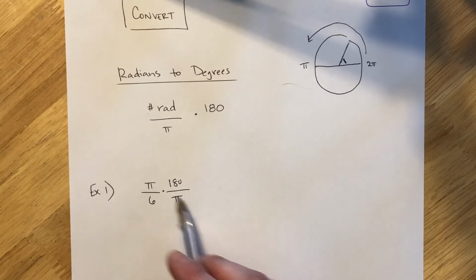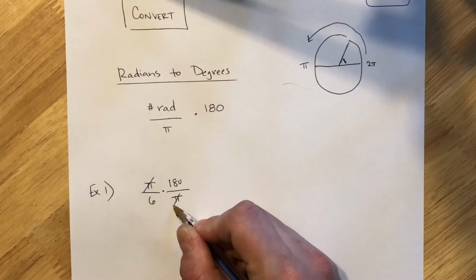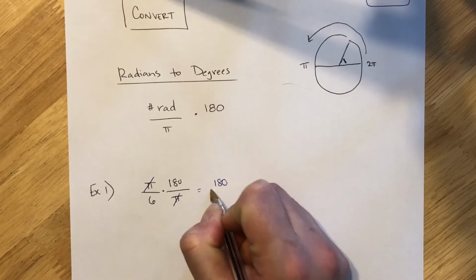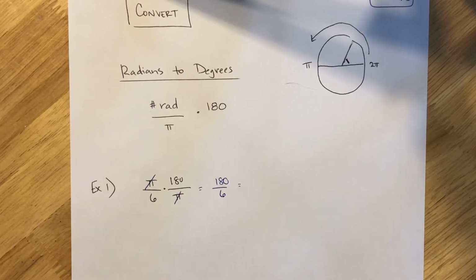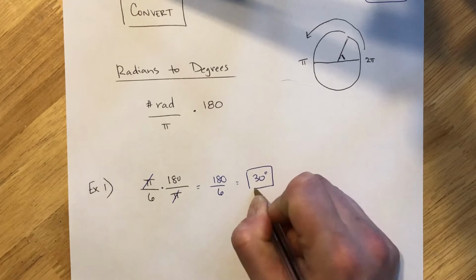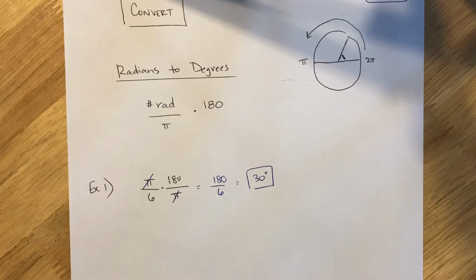When we have pi on top and pi on the bottom, they cancel out. Now we're left with 180 on the top and 6 on the bottom. 180 divided by 6 is 30 degrees. So pi over 6 is equivalent to a 30-degree angle.